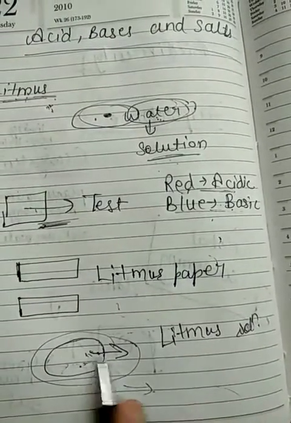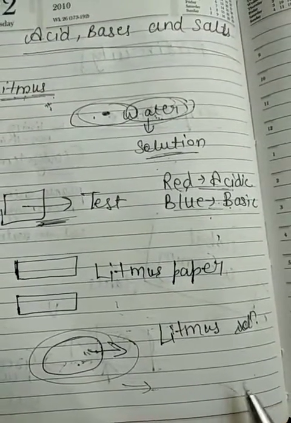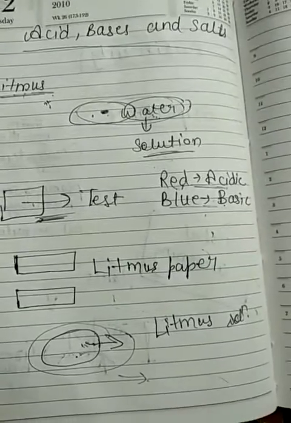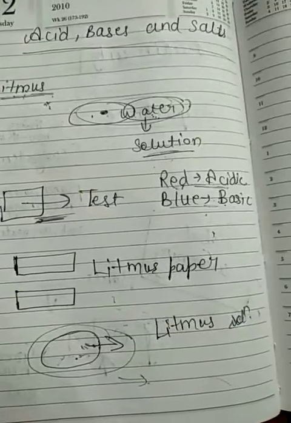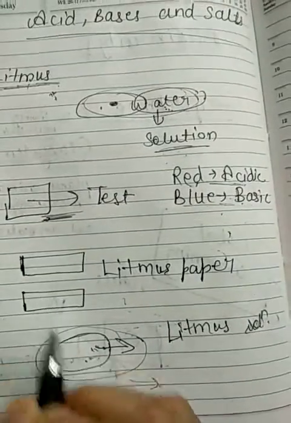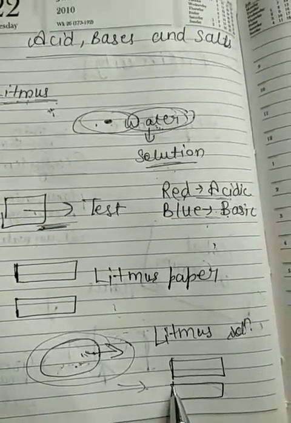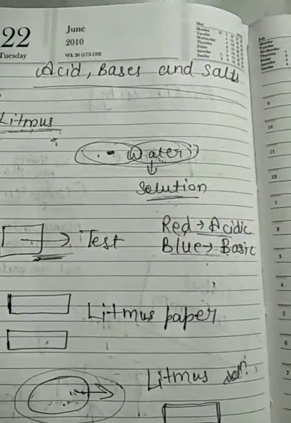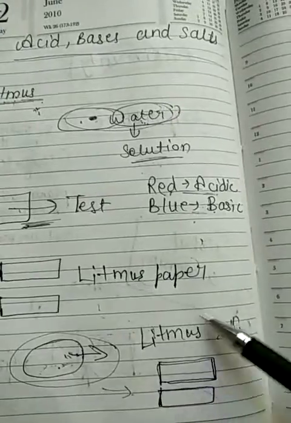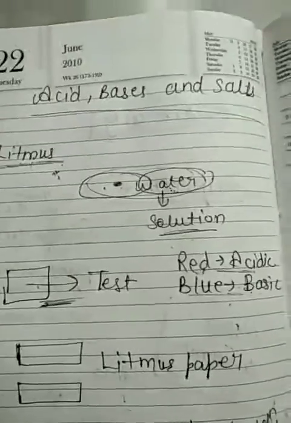So this paper will take the color of the solution. The paper completely absorbs the solution, and as I told you, the most commonly available litmus paper is red and blue. They are cut into thin strips, and then it becomes very convenient to use these strips as an indicator. These are very common indicators used to test for acidic and basic solutions as well as neutral.